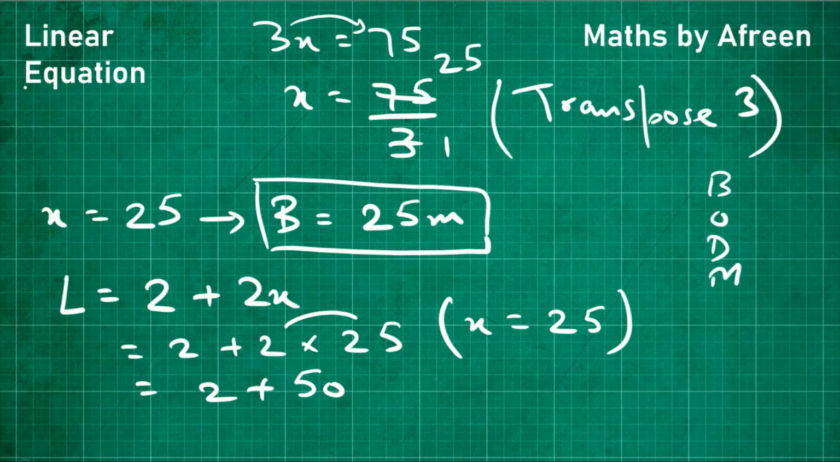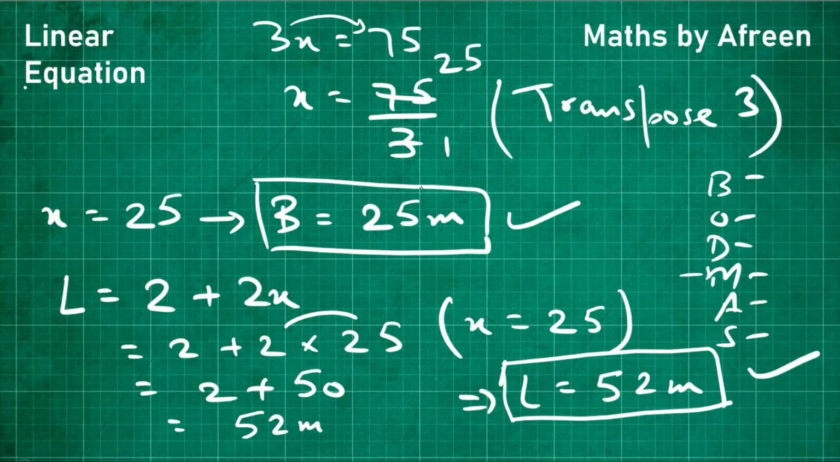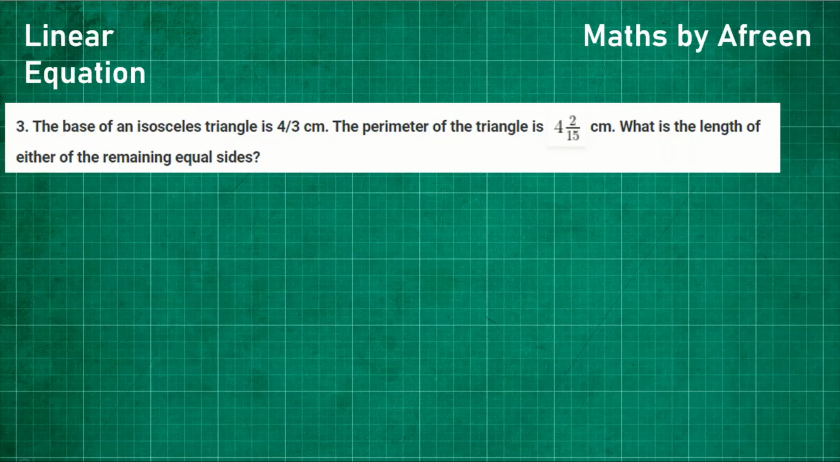BODMAS, where B is bracket, O is of, D is divide, M is multiplication, A is addition, and S is subtraction. So in case we are getting the equation like this, first we will multiply as M comes first, and then we will add. So 50 plus 2 is 52 meter. So the value of length will be 52 meter, and the value of breadth will be 25 meter. This is L, 52 meter, and this is breadth, 25 meter. So this length equals to 52 meter and breadth is equals to 25 meter. These both are answers. Now we will move to the third question.